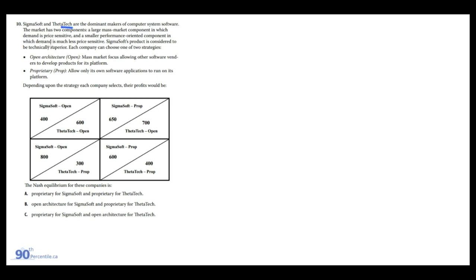Sigmasoft's product is considered to be technically superior. Each company can choose one of the two strategies: open architecture or proprietary. The descriptions don't really matter for the purpose of this question. The whole point of what we're trying to do here is we have this matrix, which is similar to what you would see in Prisoner's Dilemma.